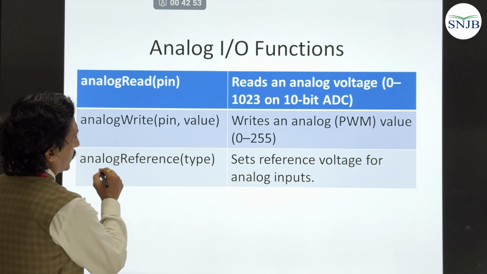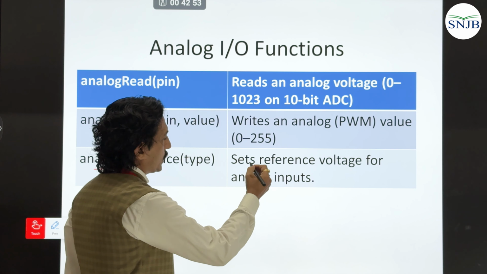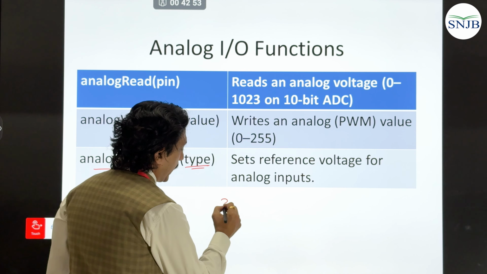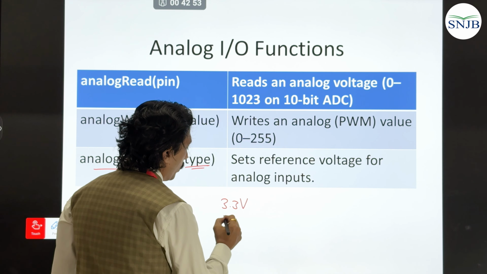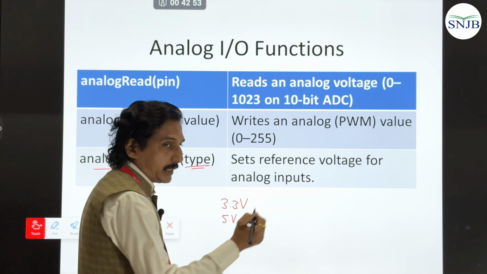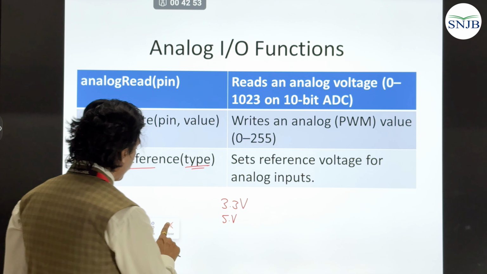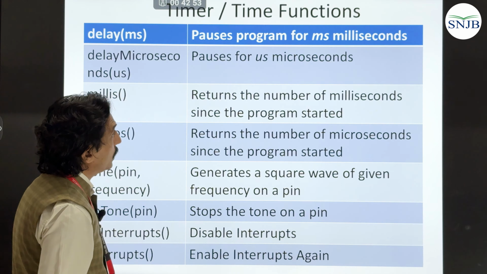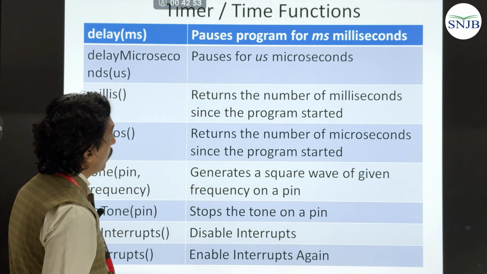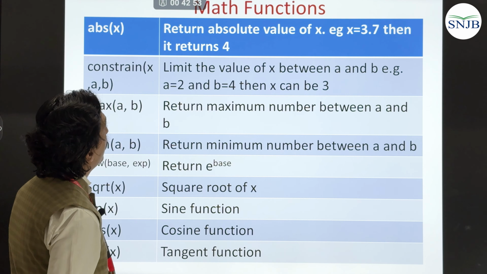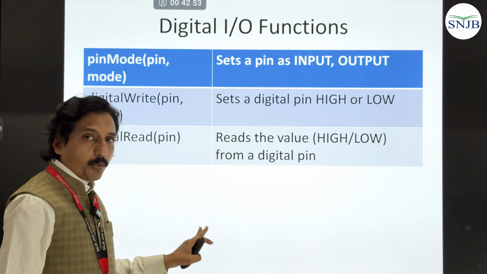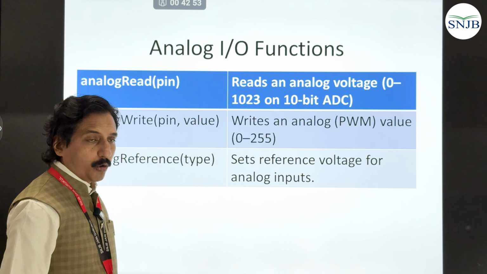And analogReference sets the reference voltage type. Here we are setting the reference voltage to 3.3 volts, 5 volts, etc. So these are all about the functions. We have seen mathematical functions, then digital input output functions and analog input output functions.